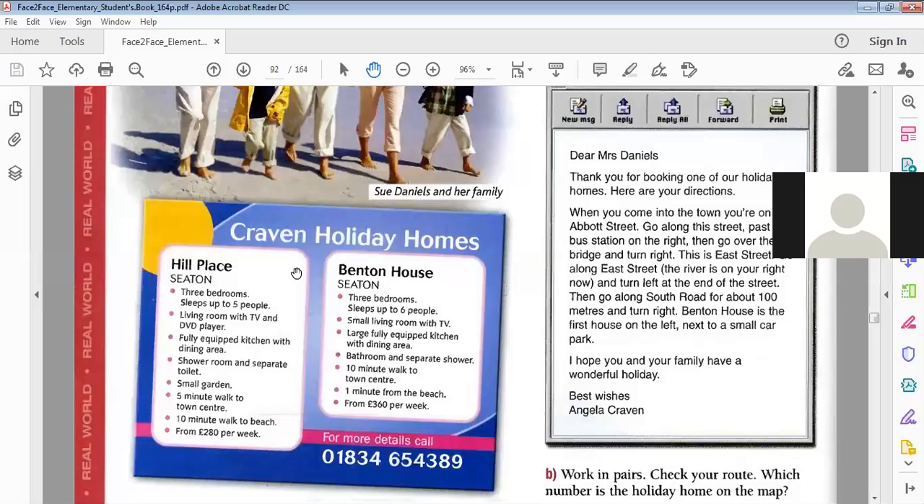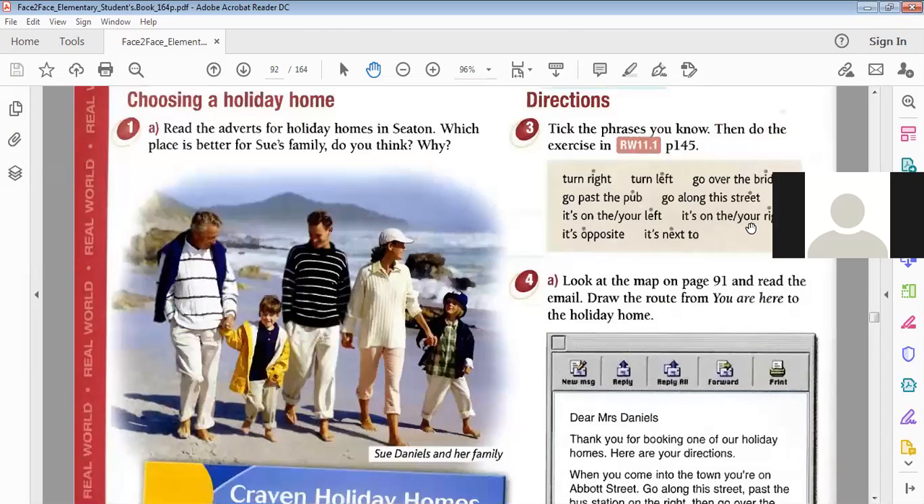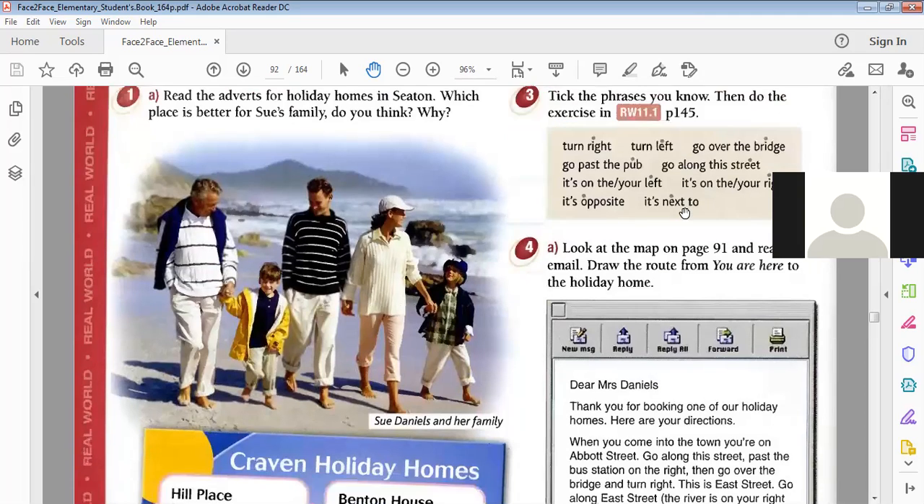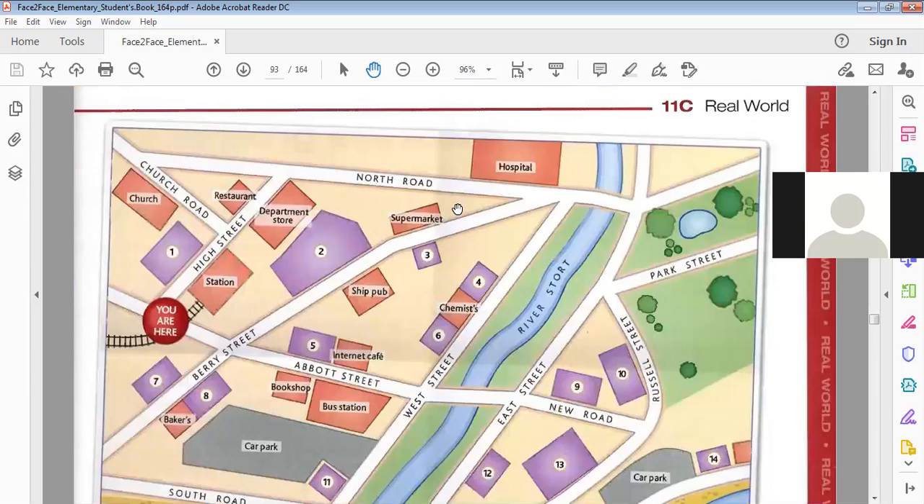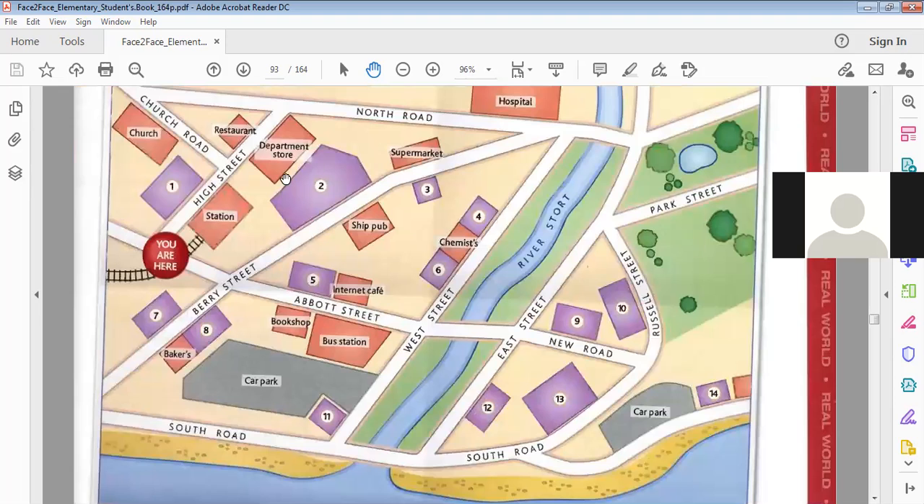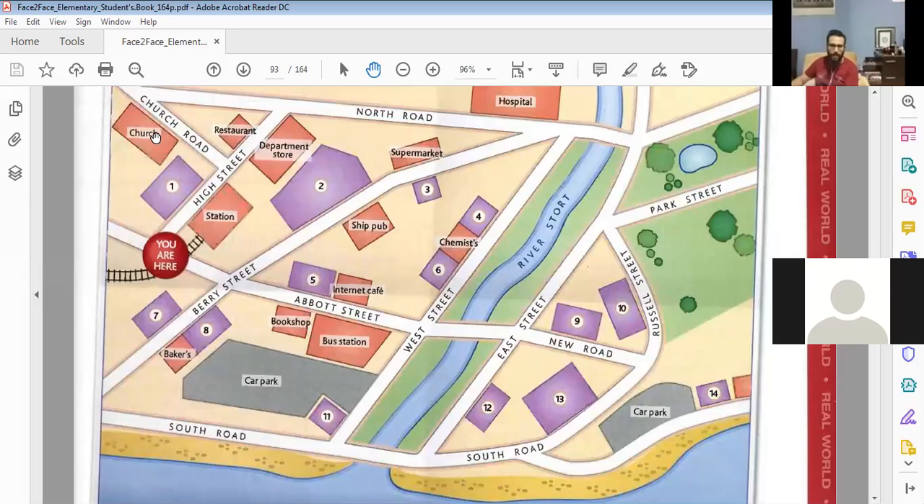We compared the hill place with Benton House. We also learned about directions, how to ask about directions, how to give directions, and also how to follow them. And we found a number of places here on the map. So we did that together.